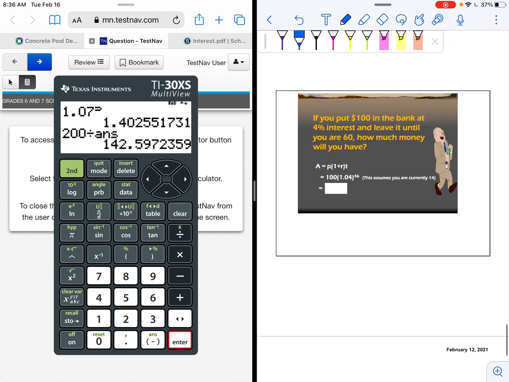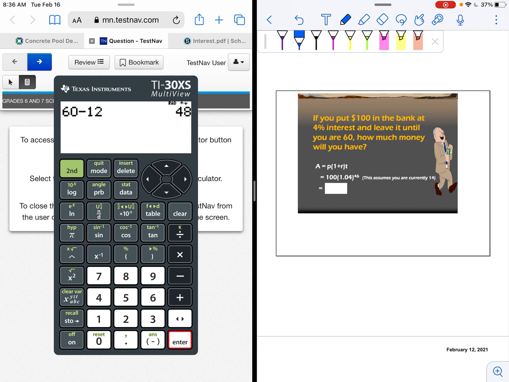Okay, let's move here to the next one. So you put $100, excuse me, at 4% interest, and leave it until you are 60. So we're all different ages. I happen to be 60, so we won't use my age. We'll use your age. Let's say we're 12. So I'm going to do 60 minus 12. So that's 48 years. Wow, that's a long time. So my T is 48. So that one says 46. Oh, and it says assume you're currently 14. I didn't read my own slide. But we'll go ahead and use the 46 because it's already in there.